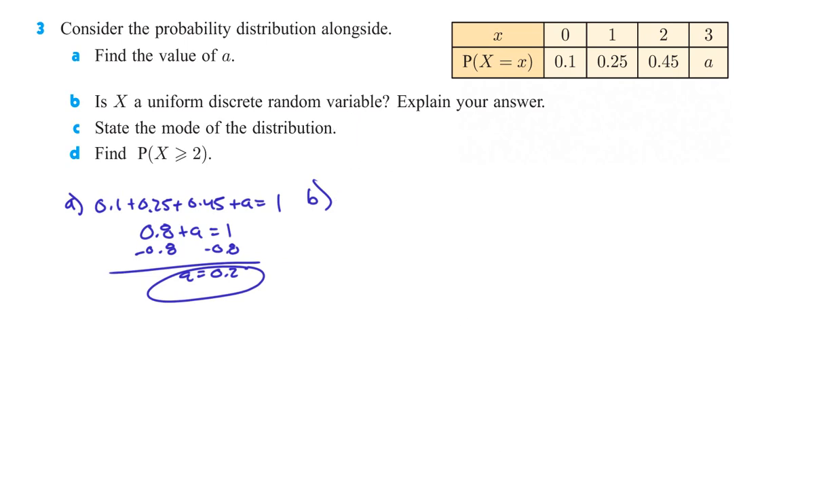Okay. For part B, is X a uniform discrete random variable? Explain your answer. And no, they're not, because they're not all the exact same number. If all of these were 0.25s, 0.25, 0.25, 0.25, 0.25, then it would be uniform. Uniform means all the probabilities have to be the same. So no, and the reason why is because not all probabilities are equal.